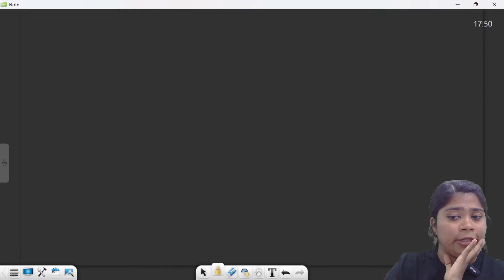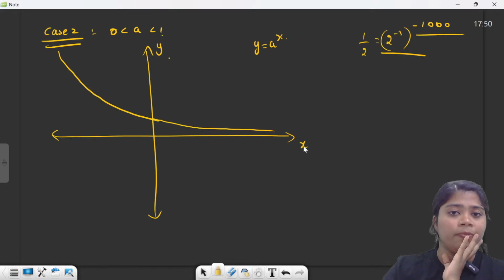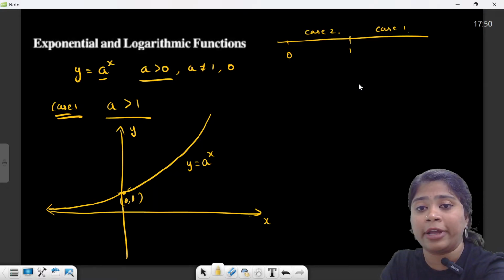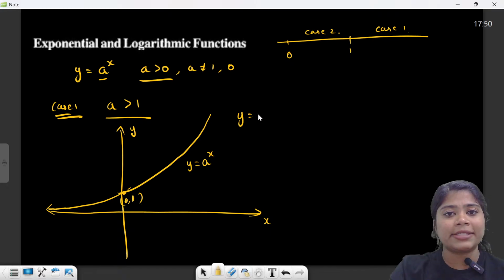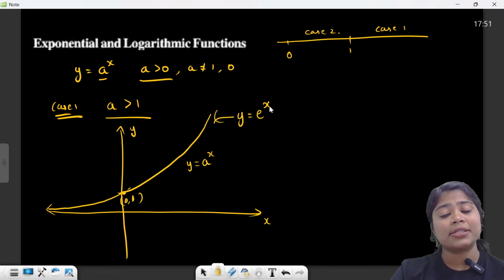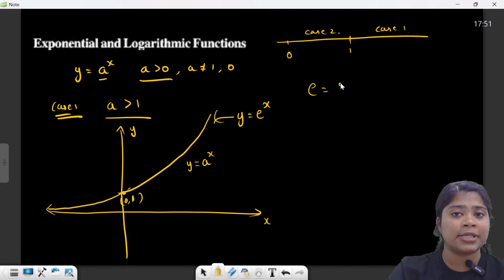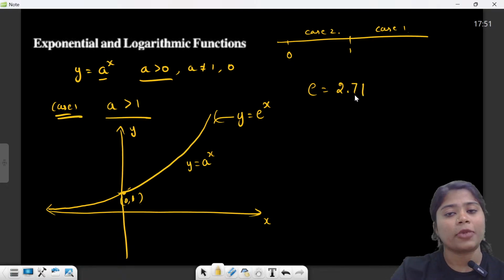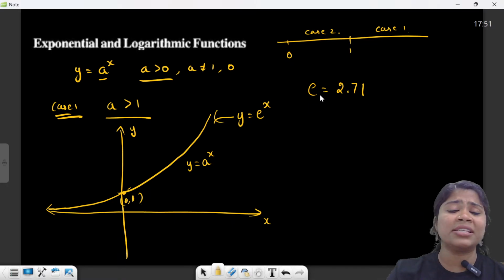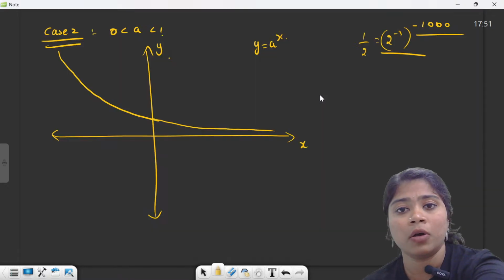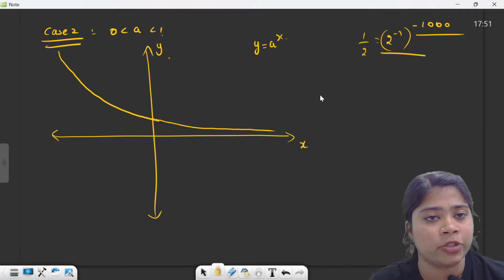So coming to logarithm, I also wanted to tell you about e power x. What is the y is equal to e power x graph? It follows this. Why this? The e value is the Euler number, and the value of this is 2.71. This number we also use for exponential growth. I hope you understood this.